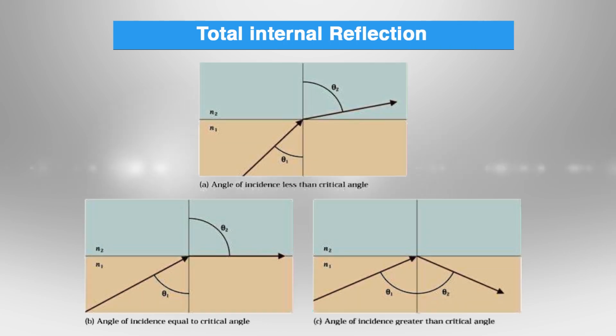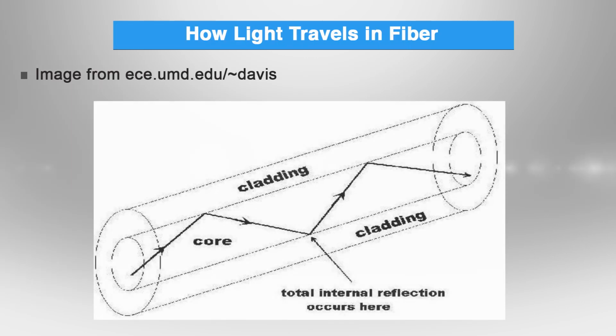Total internal reflection: if the light hits the interface at any angle larger than its critical angle, it will not pass through to the second medium at all. Instead, all of it will be reflected back into the first medium. This process is known as total internal reflection. Now, how does light travel inside a fiber? Light travels through optical fiber based on the principle of total internal reflection.